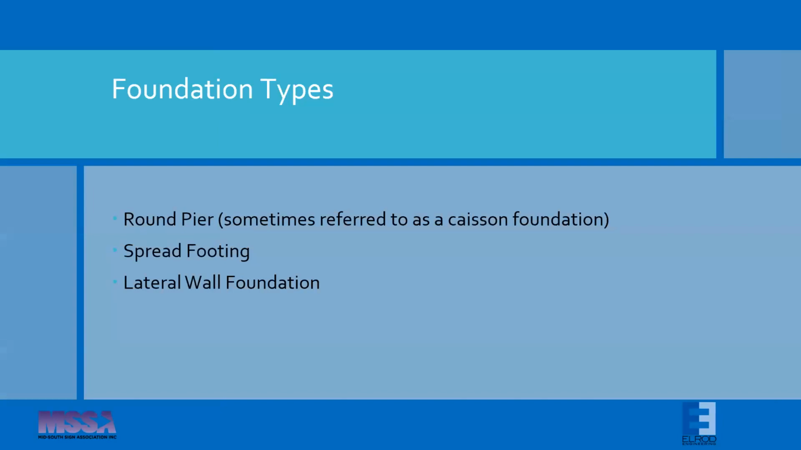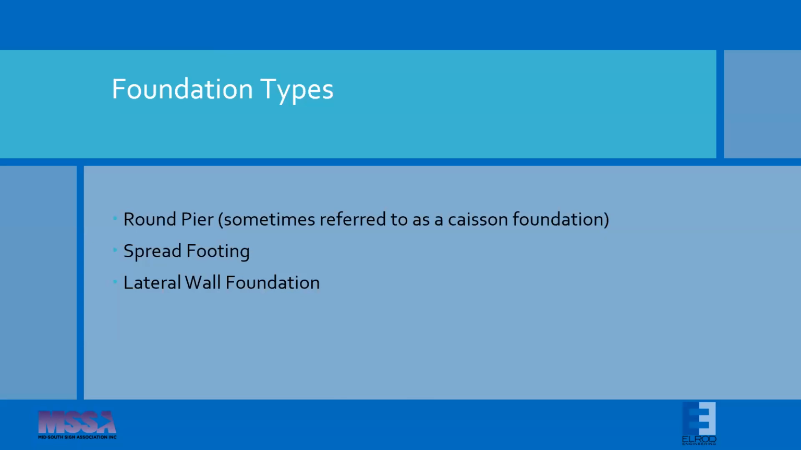Talk a little bit about foundation types. 3 general types: round pier, spread, and lateral walls. A round pier footing, some people call it an augured footing, is drilled into undisturbed soil.